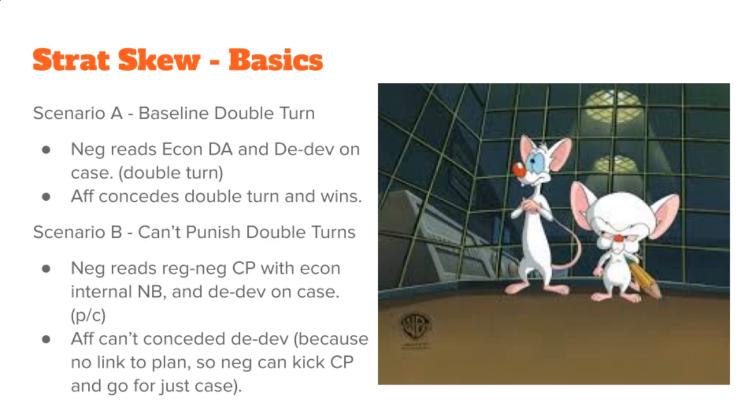And so we'll start with the baseline everyone should be familiar with, the basic double turn. The neg reads an econ DA and they read DDev on case.